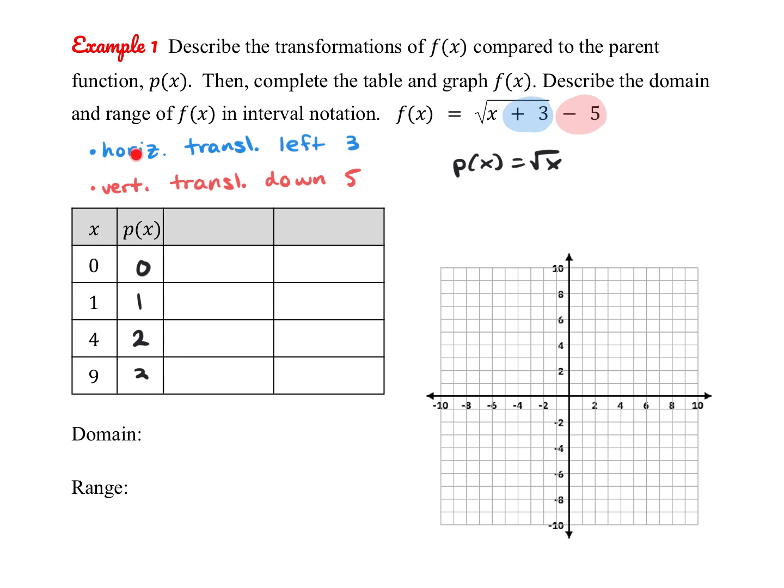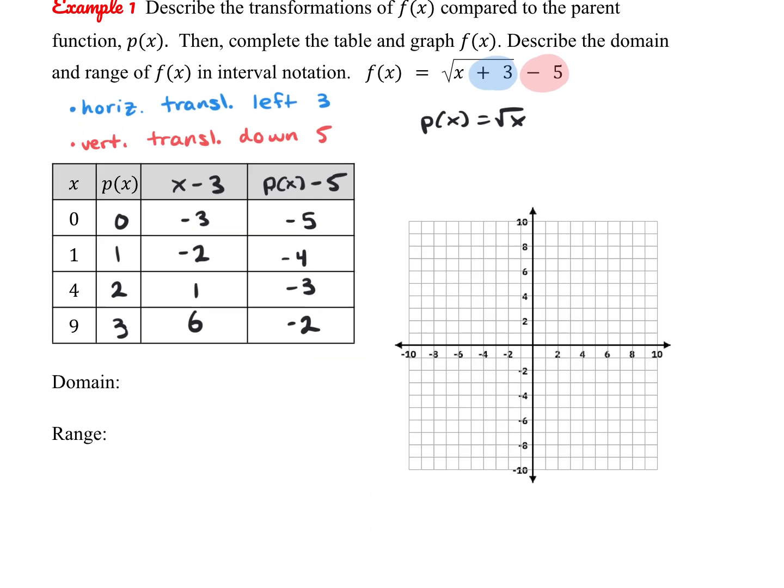Now if you want to shift your graph to the left 3, you're going to subtract 3 from x. And if you want to shift your graph down 5, you're going to subtract 5 from your y value. Or I'll write p of x because it's the y value of your parent function. So maybe we'll say p of x minus 5. So then again, I'm going to take these x values and subtract 3 from all of them. So negative 3, and then I have negative 2, positive 1, and 6. And then I'm going to take all of the y values from my parent function, and I'm going to subtract 5. So negative 5, negative 4, negative 3, and negative 2.